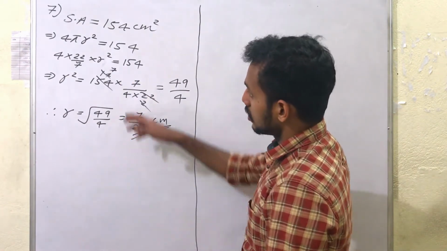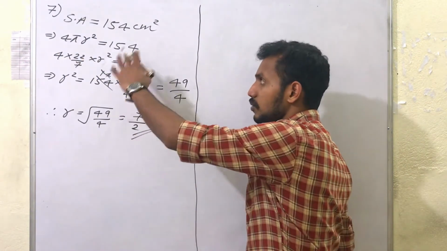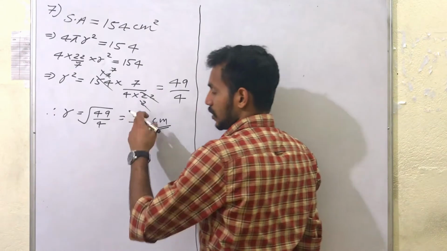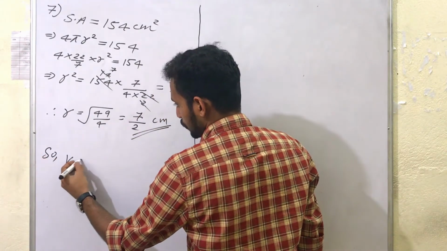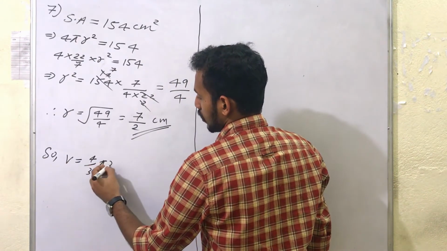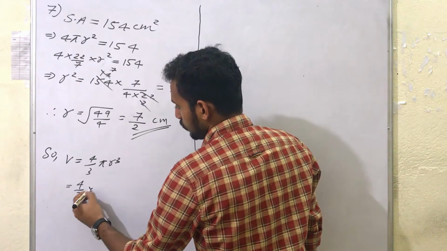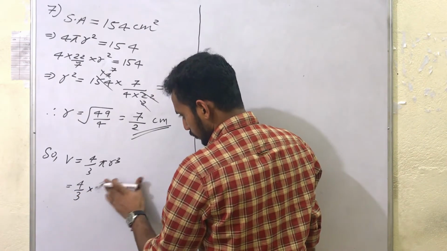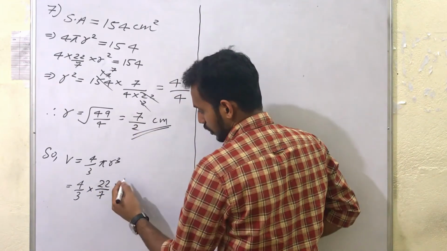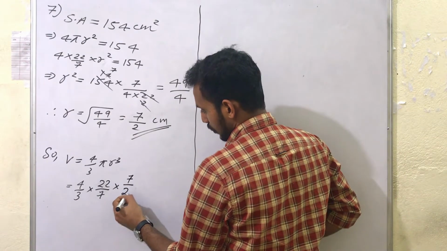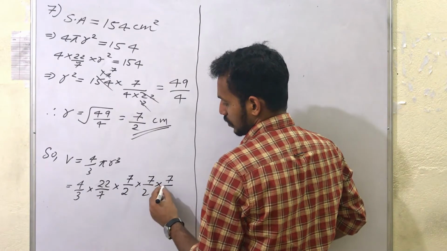Because radius is the quantity which connects the surface area and the volume. Okay? So to find the volume we need the radius. That is why we find the radius. Then the volume is equal to 4 by 3 pi r cube. That is equal to 4 by 3 into 22 by 7 into radius, which is 7 by 2, into r cube. So 7 by 2 into 7 by 2 into 7 by 2.